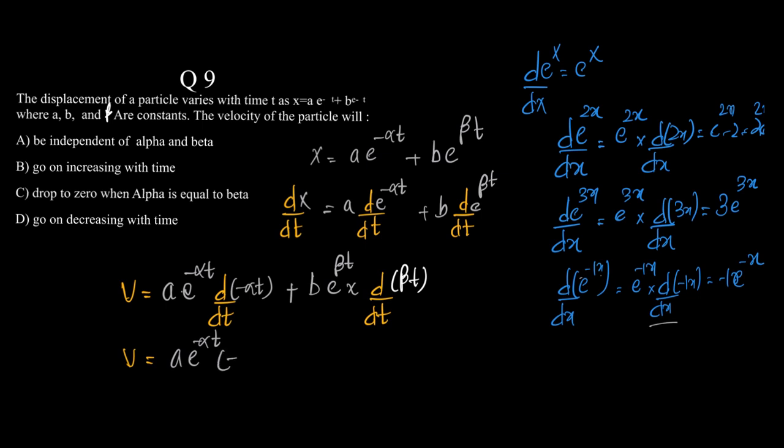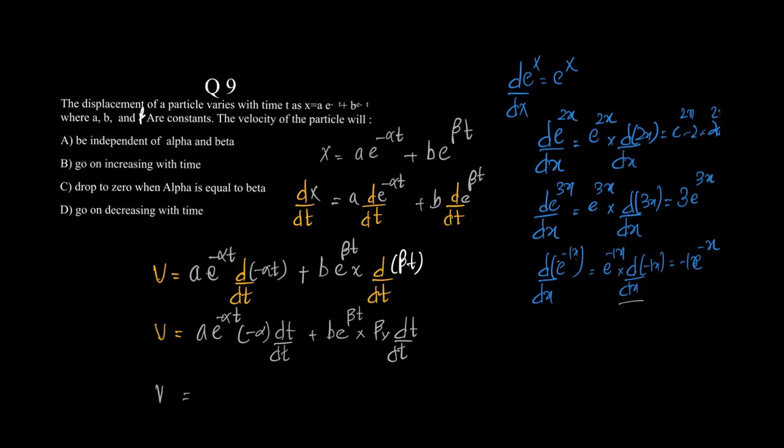It is minus alpha into d by dt of t plus b into e raised to beta t into, what is d by dt of beta t? Is b into d by dt of t, right? So this becomes v is equal to minus alpha into a e raised to minus alpha t plus d by dt of t is 1 plus beta into e raised to beta t.